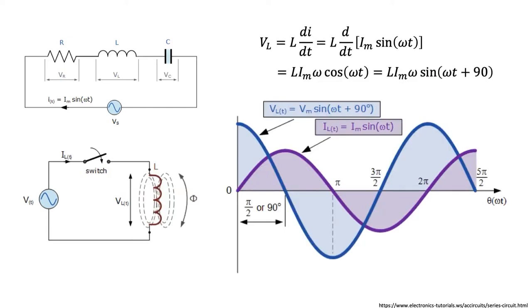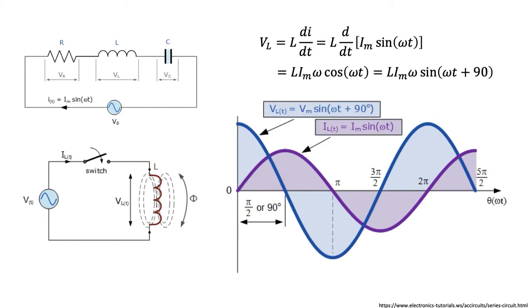The inductor voltage, on the other hand, has a phase that is 90 degrees ahead of the current. As the current changes with time, an inductor voltage is induced, consistent with Faraday's law. A small change in the current induces a small change in the inductor voltage, and a large change in the current induces a large inductor voltage. Thus, at theta equals 0, the change in the current is largest, and therefore the inductor voltage is maximum.